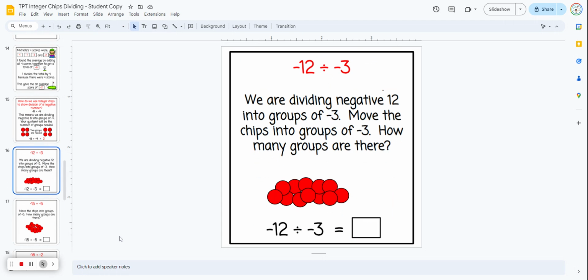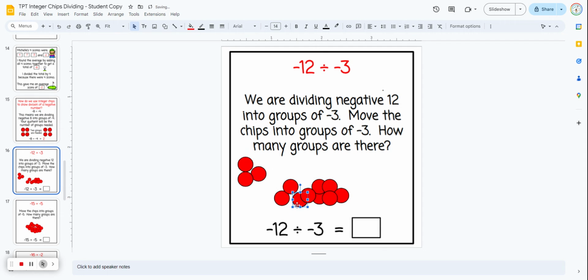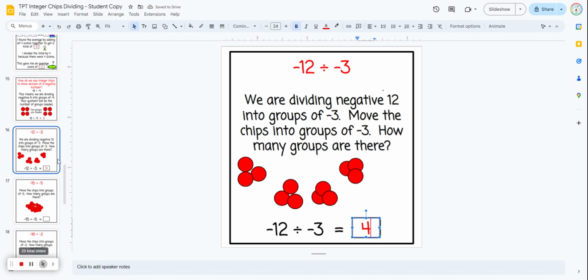Now students are going to be doing this with the chips on the next few slides. Here we have -12 divided by -3. So we're taking these 12 chips and we're going to divide them into groups of -3. So just groups of 3. So just click and hold on each of these. We're going to make groups where each group has -3. And we're going to count the number of groups. So there are 4 groups. Our answer is +4. I'm going to type that in at the bottom.